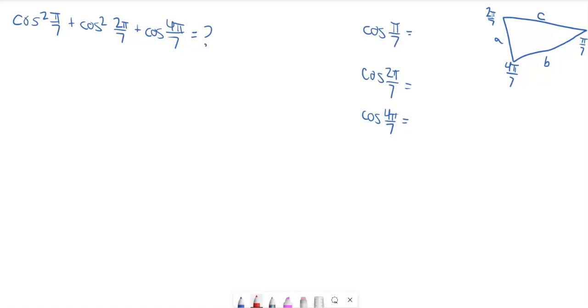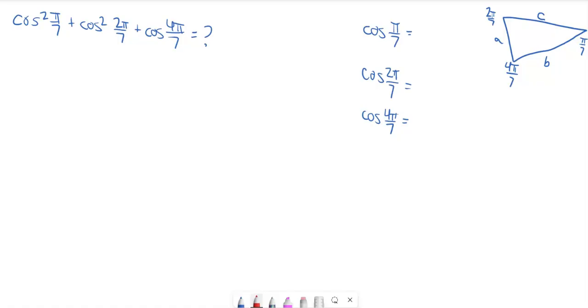And in this one, what we're going to do is derive a numerical answer for the given problem up above: cosine squared of pi over 7 plus cosine squared of 2 pi over 7 plus cosine squared of 4 pi over 7. And that's going to lead us into some other calculations that I want to do in this video.